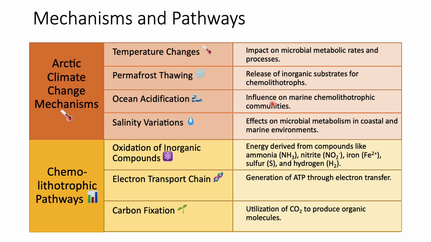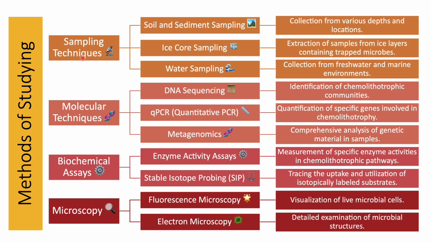Ocean acidification influences the marine chemolithotroph communities. And the salinity changes also affect the microbial metabolism in coastal and marine environment. Chemolithotrophic specific pathways, when we talk about oxidation of inorganic compounds and electron transport chain and carbon fixation, are the pathways by which they contribute. So how do we study that? We can do the sampling, molecular techniques, biochemical assays or microscopy.